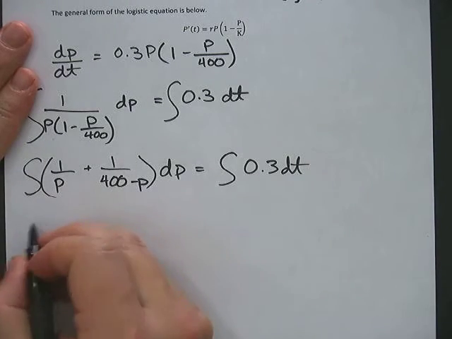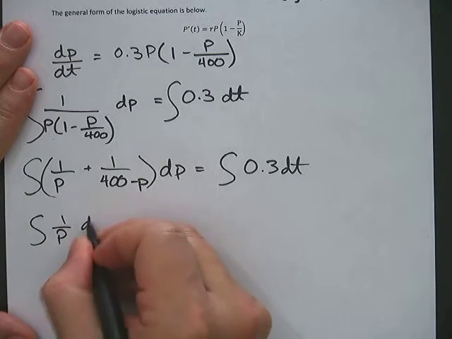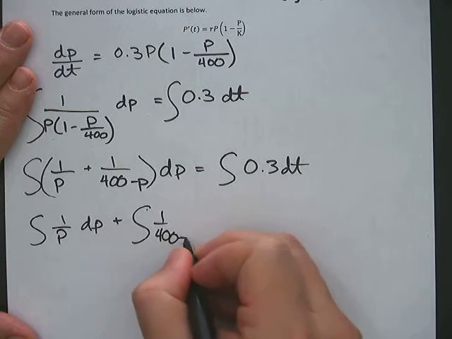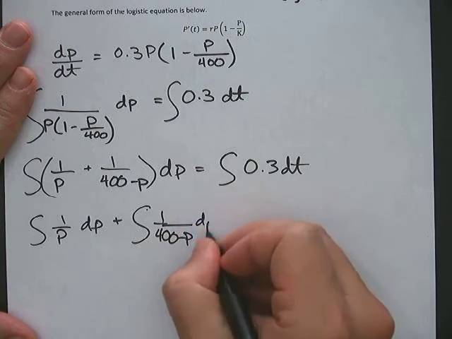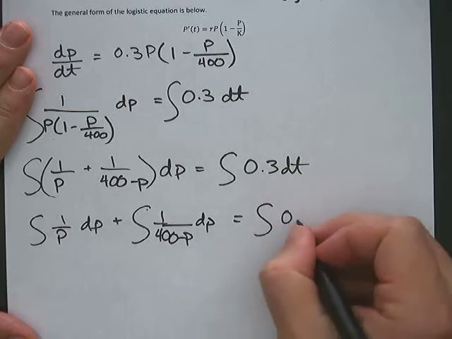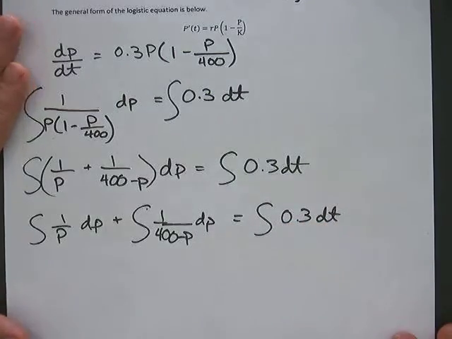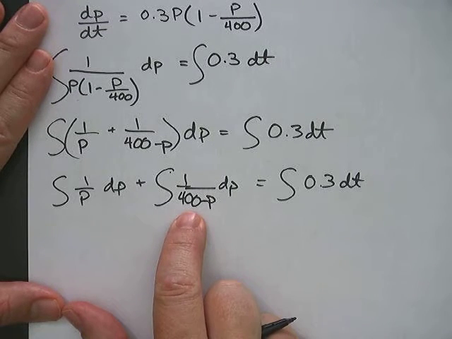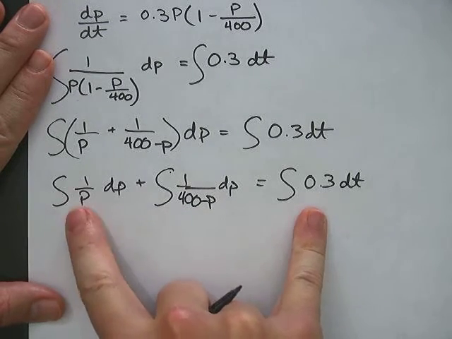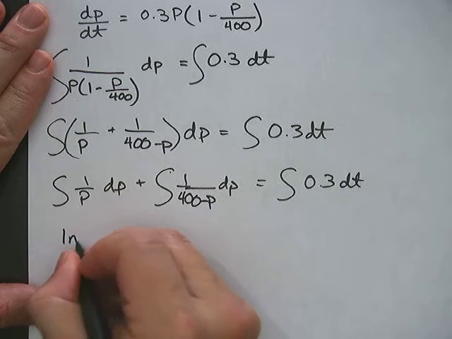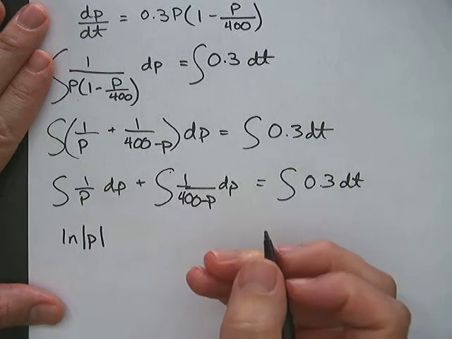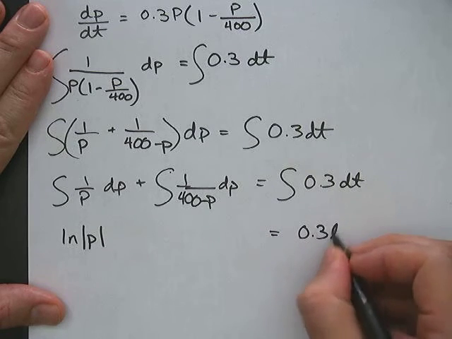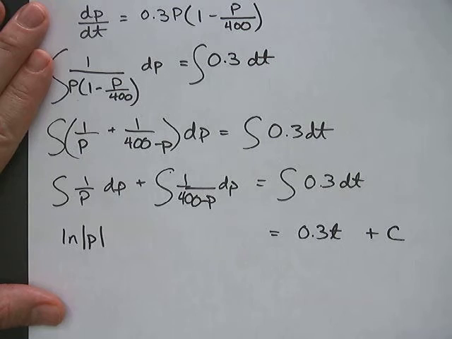Okay, so now I can go ahead and do this. I'm going to split it up into two integrals: 1 over p dp plus 1 over 400 minus p dp equals 0.3 dt. The reason I did that is because the second one is going to require a quick little u substitution, but these two will not. This is ln, so you have ln of p. Don't forget your absolute value. And this, of course, is 0.3t. I'll go ahead and put my constant over there.